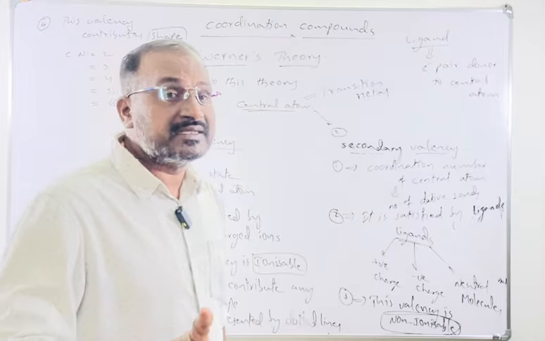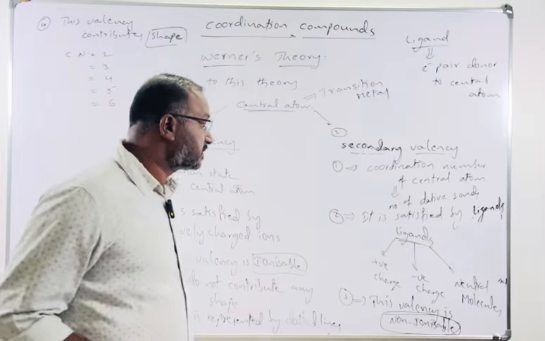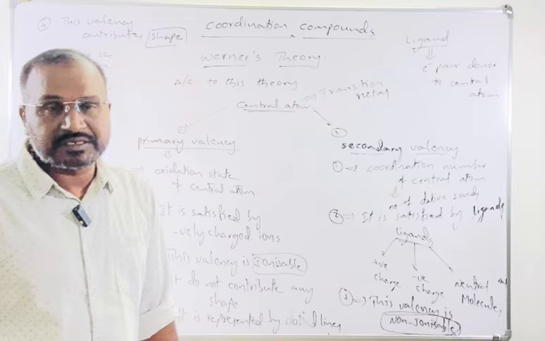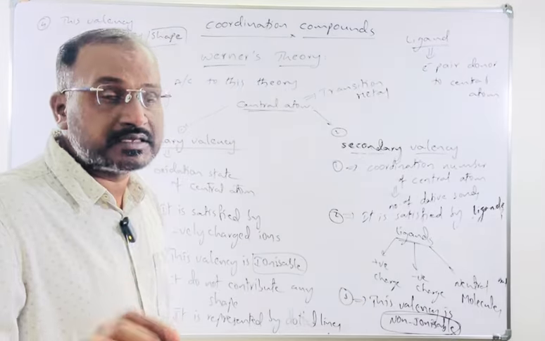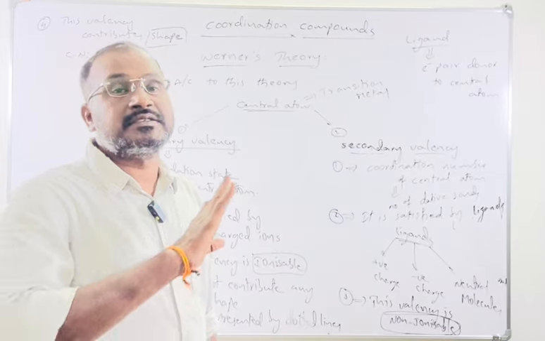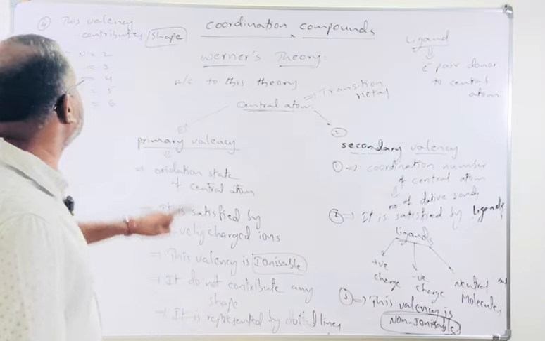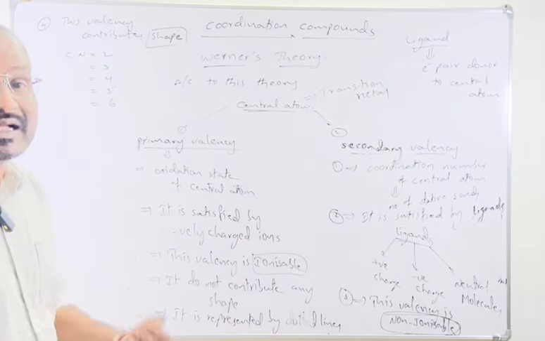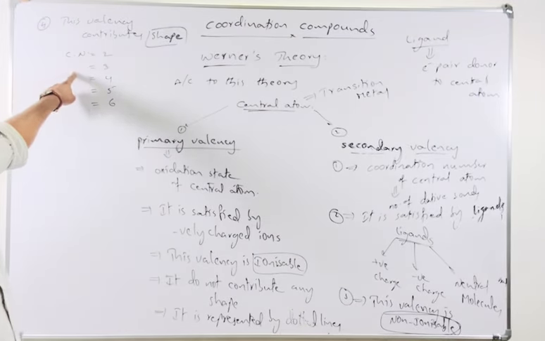Primary valence is satisfied by only negative ions and it is ionizable. Secondary valence is satisfied by ligands that may be positively charged ions, negatively charged ions, or neutral molecules, and this valency is non-ionizable. Once a coordinate covalent bond is formed, it never gives any ions; it is not ionizable, and it contributes shape. The shape of the molecule depends on coordination number. Secondary valency contributes the shape of the molecule, and that shape depends upon its coordination number.